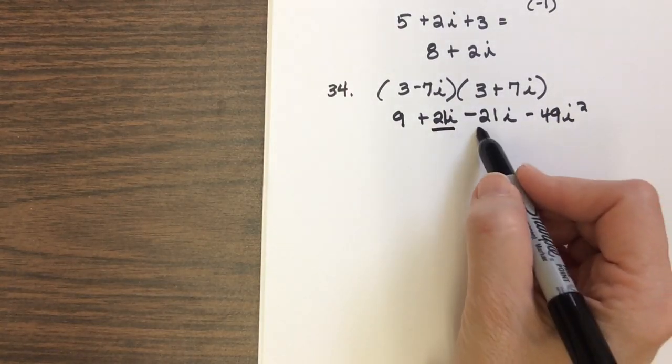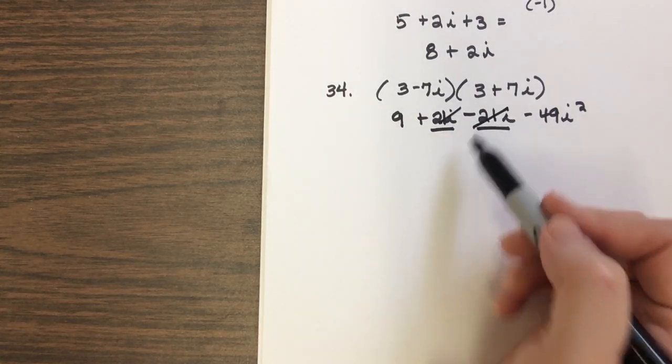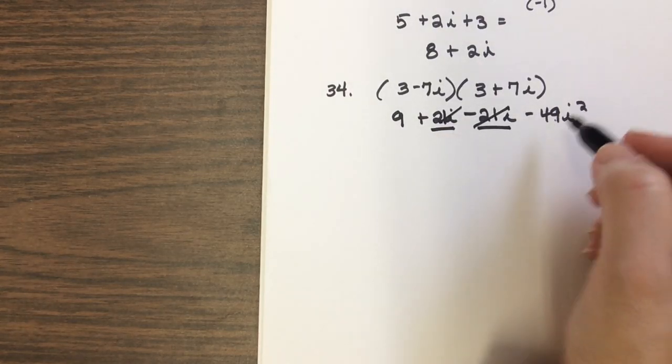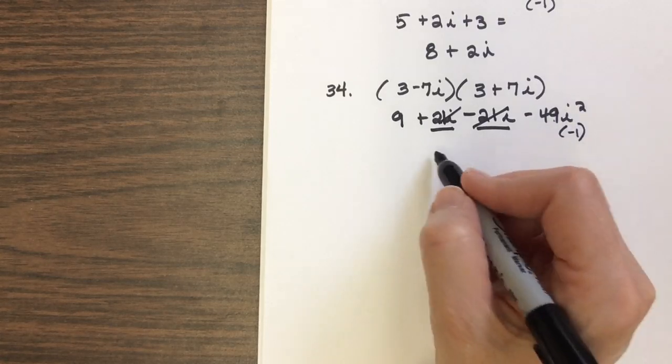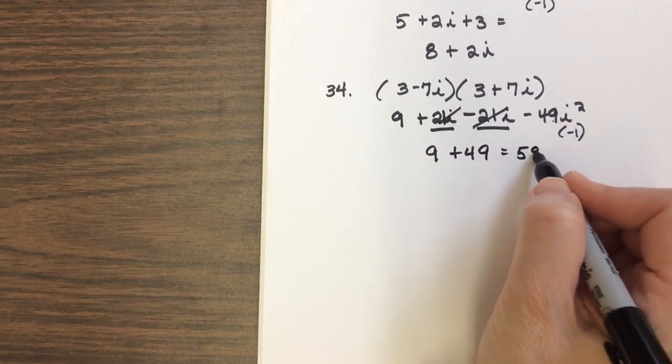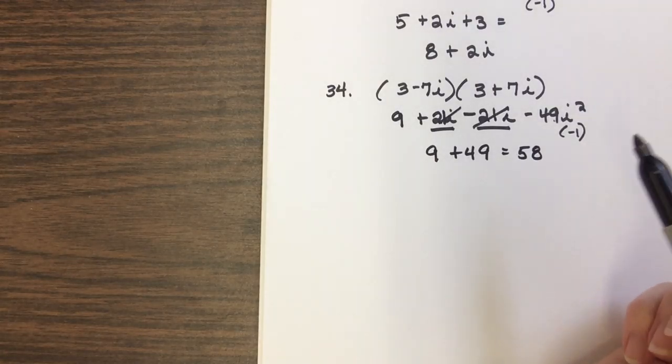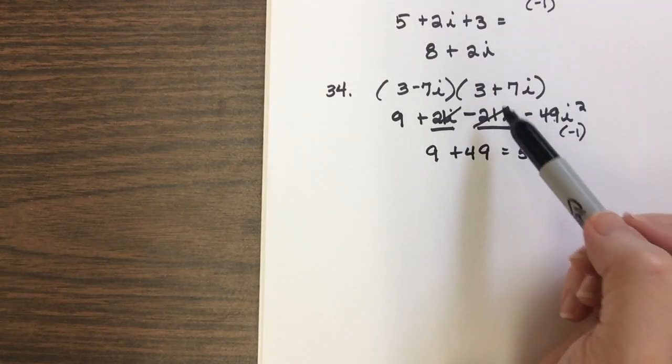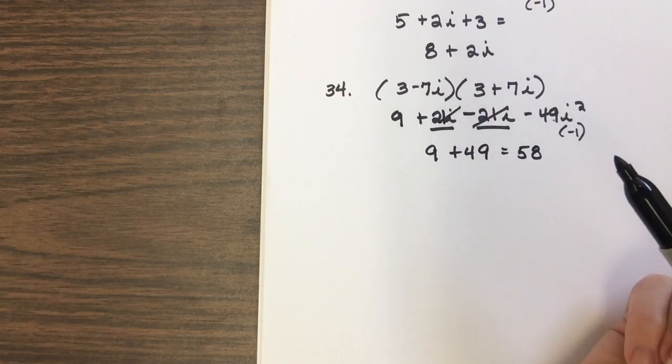Alright, look what's going on here. Those are opposites. Those are going to add out. And then here, when I substitute my negative 1 in, I get 9 plus 49, which is just positive 58. Now, the reason I did this was not to make sure you had more practice FOILing, because I think you've got that under control by now.